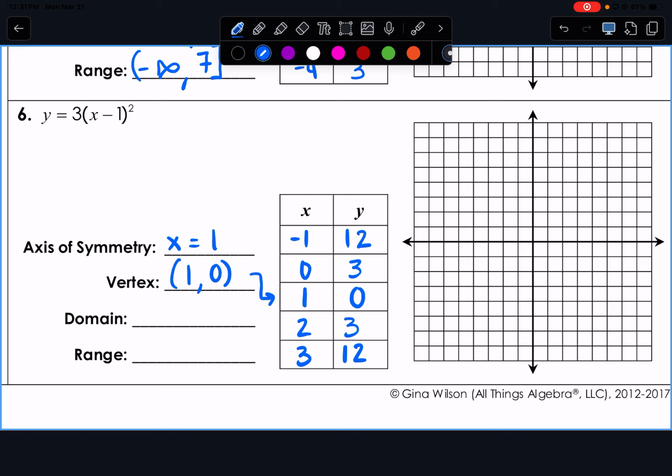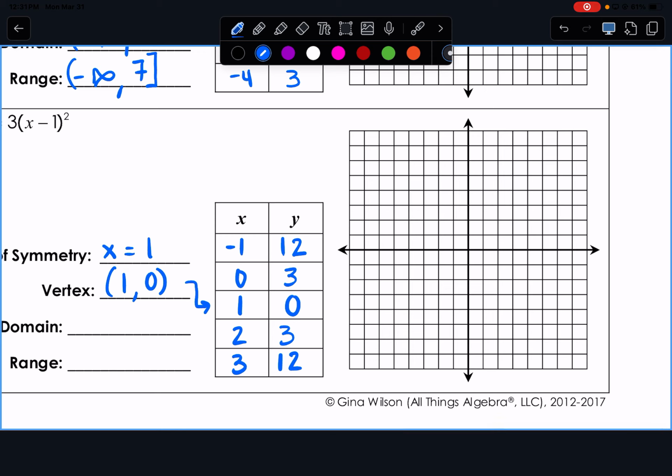So once we get those table values, does this graph go all the way up to y equals 12? No. So plot the points you can plot on the graph and then draw it to the best of your ability. So we would do 0, 3, 1, 0, 2, 3. And that is roughly what the graph would look like, because the next point would be up here somewhere.